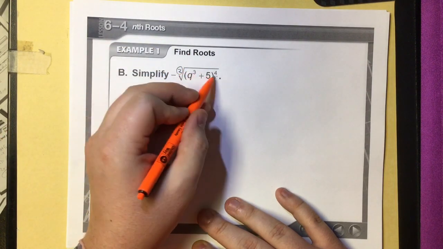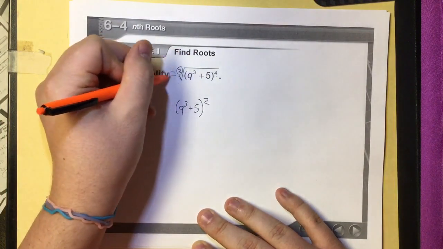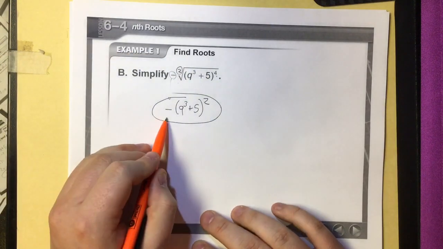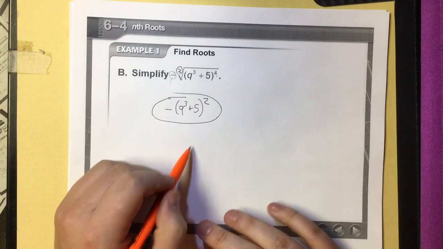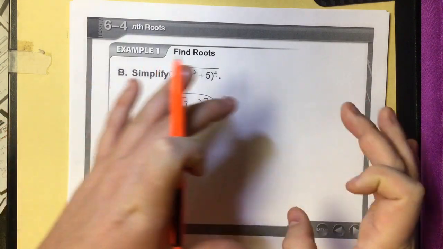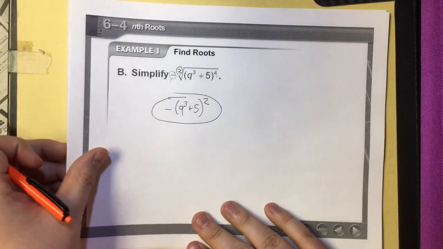It was to the 4th. 4 divided by 2 gives me 2, so it's squared. And the negative sign just drops right down. So we have the opposite of q to the 3rd plus 5 quantity squared. If we wanted to change that, we could write q to the 3rd plus 5, q to the 3rd plus 5, FOIL it out, see what we get, but we'll just leave it right here.